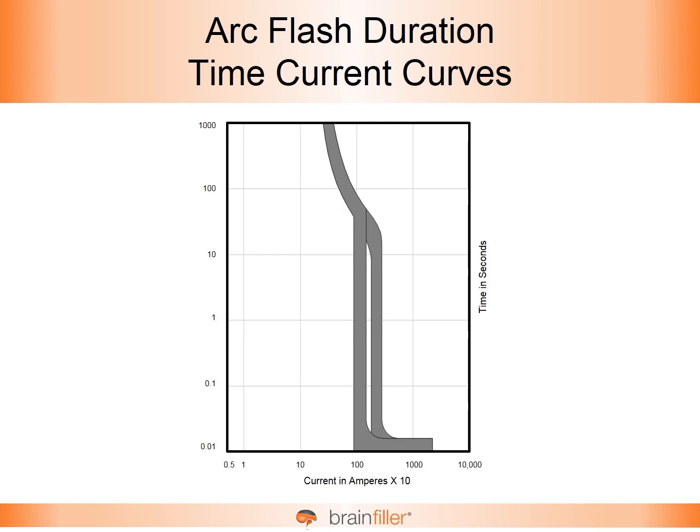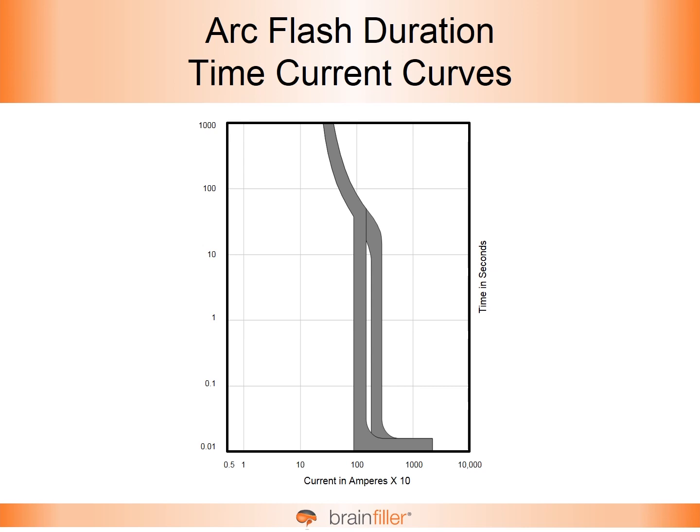The duration of an arc flash is determined by using the time current curve, typically of the protective device upstream. This is a time current curve of a 225 amp molded case circuit breaker. On the left, you can see the time scale in seconds. In the lower left, it begins at 0.01 seconds. Then it moves up to 0.1 seconds, 1, 10, 100 seconds, and finally at the top, 1,000 seconds.